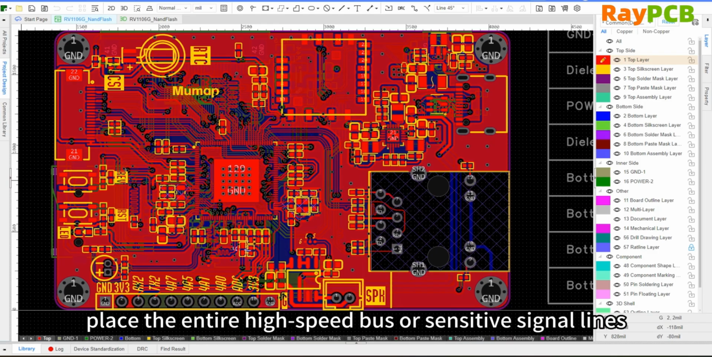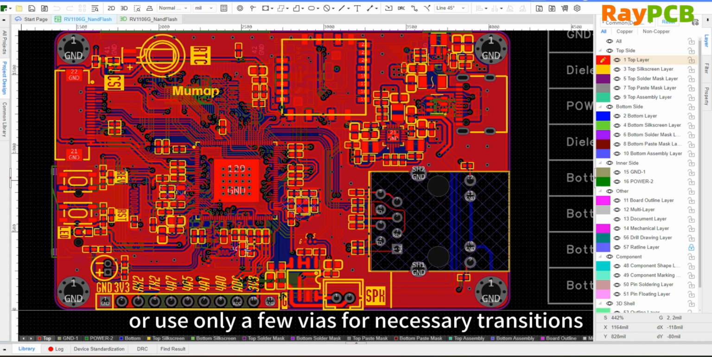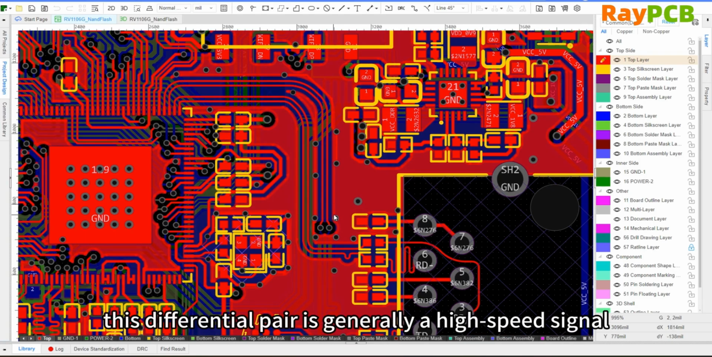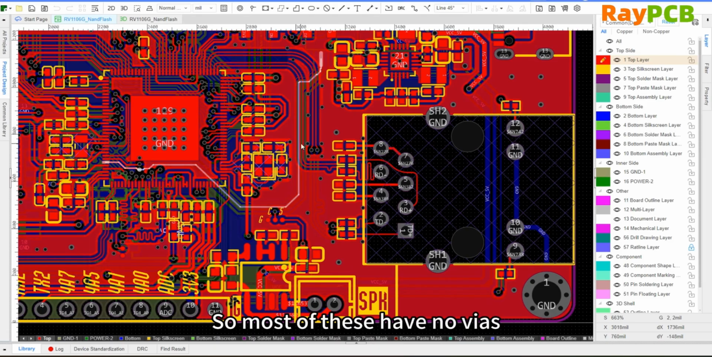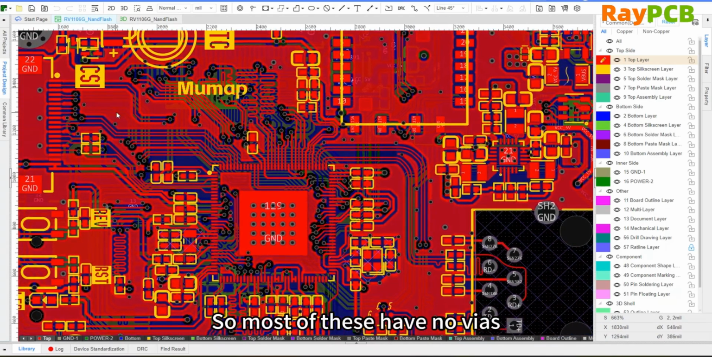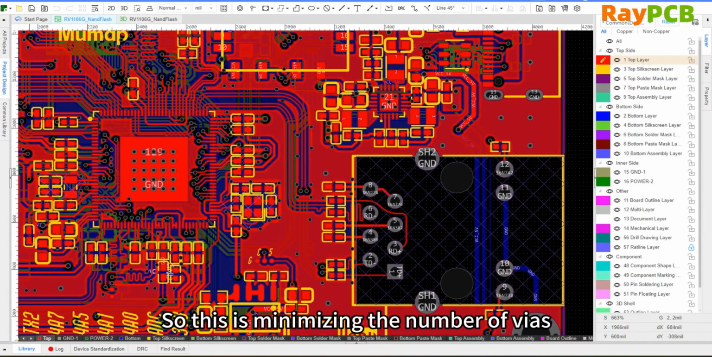Lay out the entire high-speed bus or sensitive signal lines on the same layer, or only use a small number of vias for necessary transitions. For example, in this circuit, these differential pairs are generally high speed, and you can see that only this differential pair uses two vias because there was really no way to route around it. Most of the others do not use vias and are directly connected as much as possible. So this is what we mean by minimizing vias.